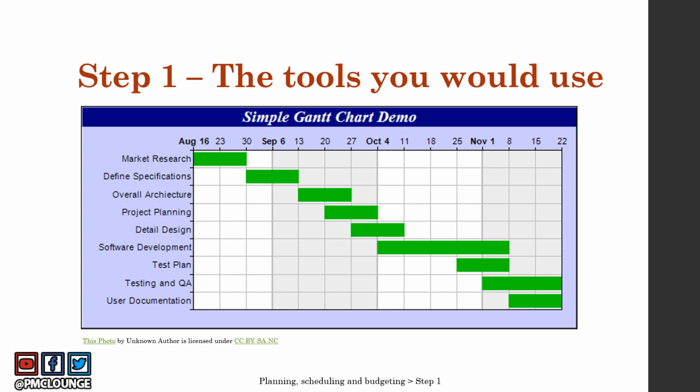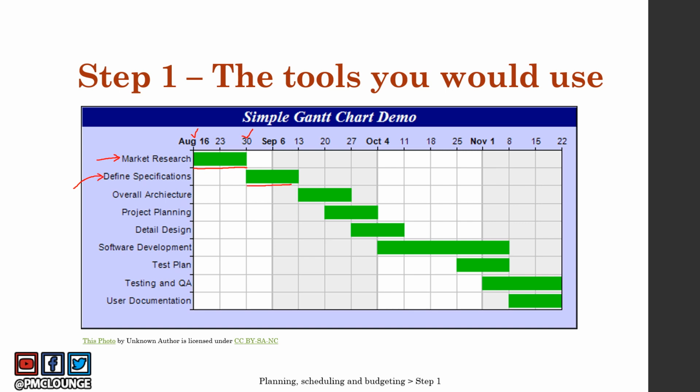So this is a sample Gantt chart. First of all, you will start off with the market research activity. As you can see, this is not something you can do in parallel. You start on August 16 and complete your market research by August 30. That's your estimate. Once you're done with market research, that's when you are going to define specifications or come up with requirements.